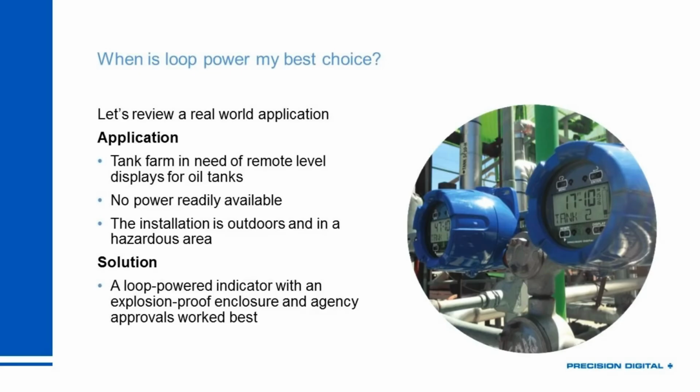So we've just got a few more slides here to wrap up, and one of those is going to be an actual real-world application. This kind of helps highlight when that loop-powered device is going to be your best choice. So the 2 meters that you see here on display on the right are from a tank farm. However, they're not actually next to the tank.